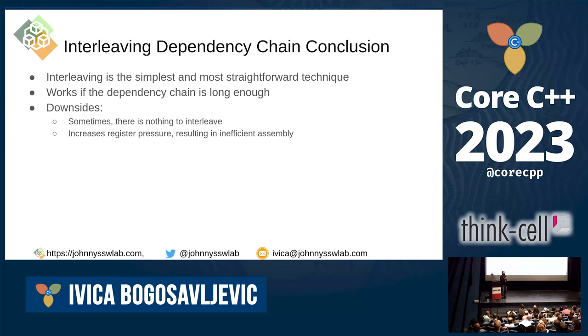So this technique is actually the simplest one. This is the first that comes to mind, and it works if the dependency chain is long enough. The downside is that sometimes there is nothing to interleave. If you just have one linked list, what will you be interleaving? And the second is that it increases register pressure. When the compiler emits code, there is a limited number of registers in the CPU, let's say 32 registers in ARM or 16 in Intel, and at some point you're spilling registers. Although even that might not be a problem, because register spills are normally just served from the L1 cache.